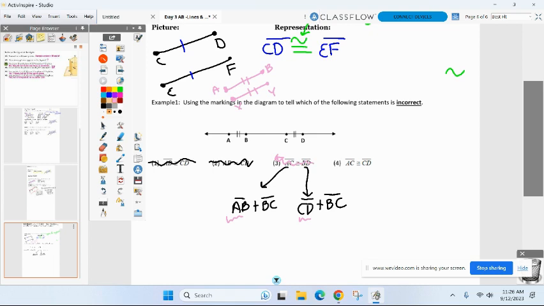So the only one that's not, AC, is definitely not congruent to CD. Why not? Because what's CD equal to? AB, but I have to add on to AB to get AC, so there's no way those two can be equal.